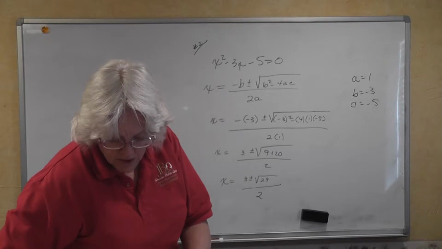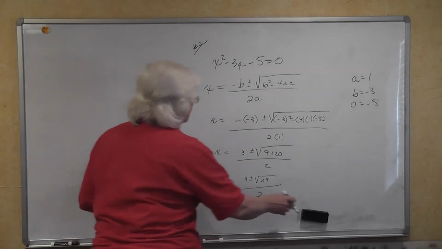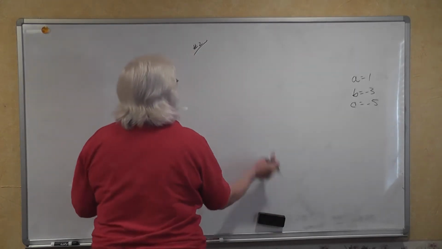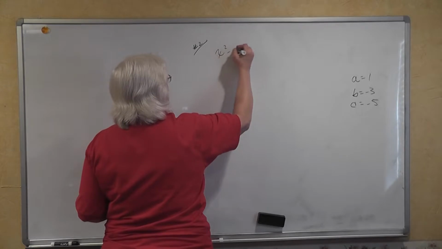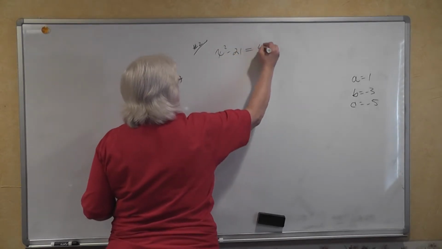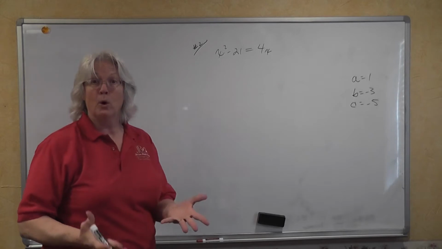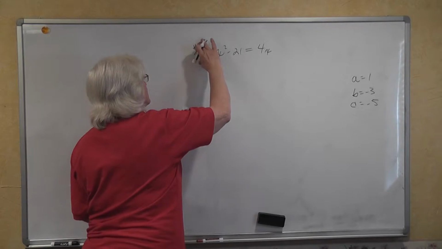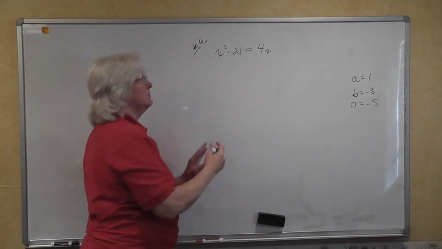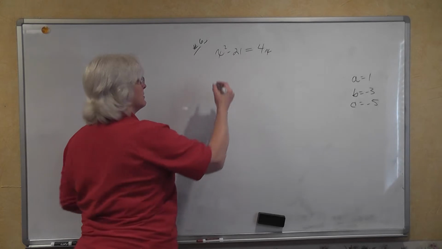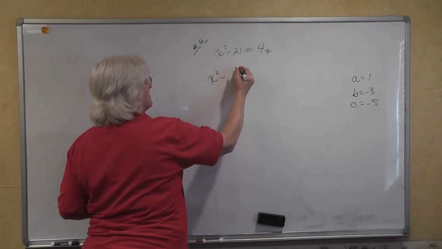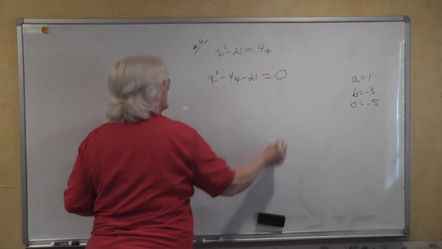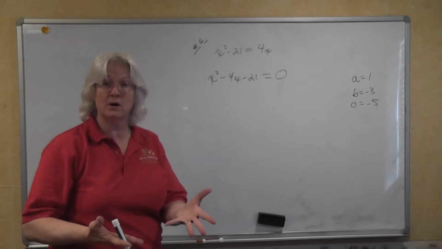Let's do x squared minus 21 is equal to 4x. What in the world are we going to do with this problem? This is problem number 6. Well, the first thing that you want to do is set the polynomial equal to 0. x squared minus 4x minus 21 is equal to 0. And then we'll go ahead and use the quadratic equation to solve this.